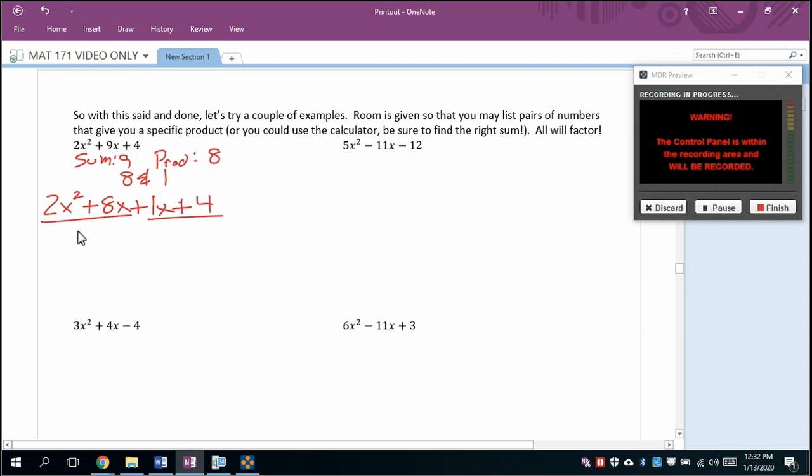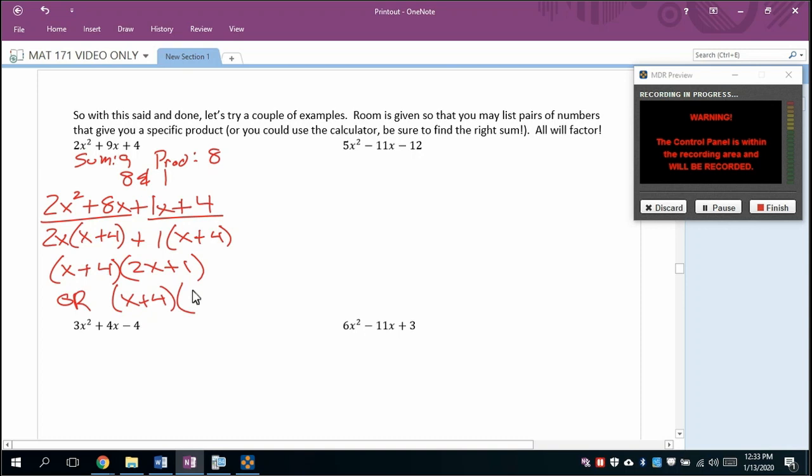So let's see, I could take out a 2x, giving me x plus 4. And I can just take a 1 out, giving me the x plus 4 here. So we'll have x plus 4 times 2x plus 1. Or you can just change the order, and you could say x plus 4 times, oh, I already did that. It would be 2x plus 1 times x plus 4.